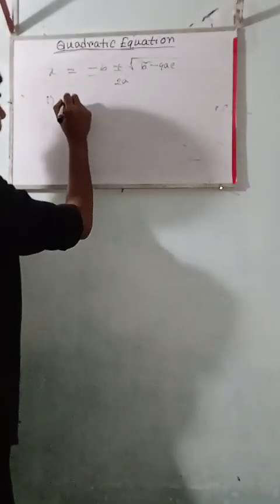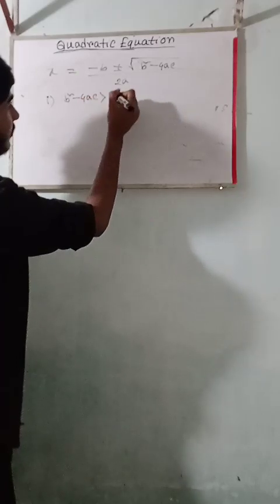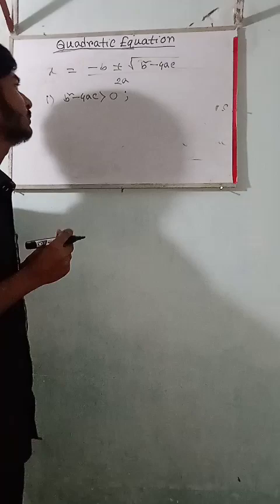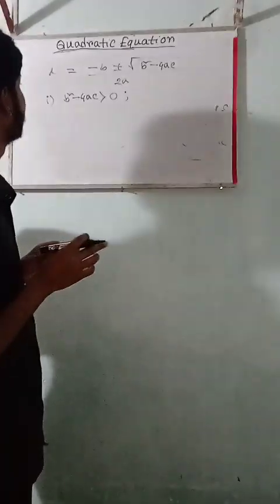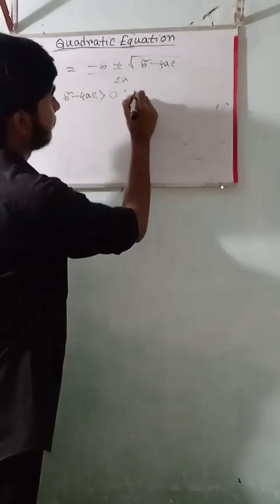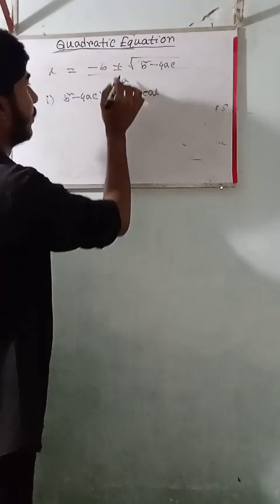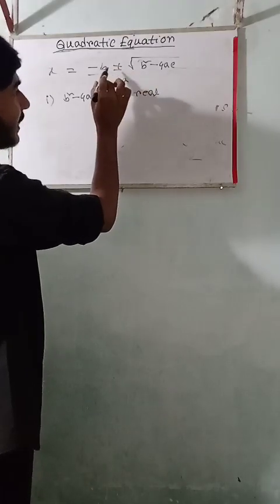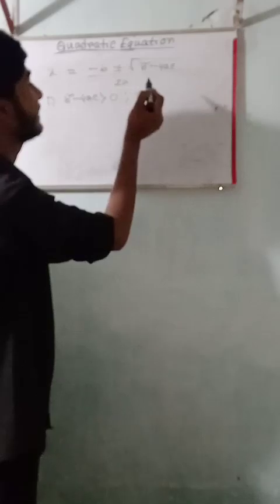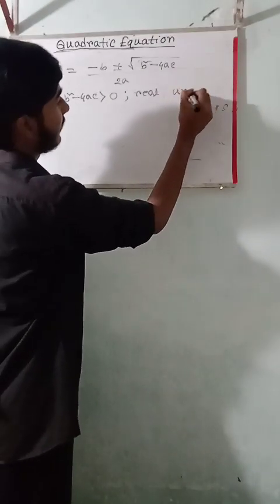If b square minus 4ac is greater than 0, then the solutions, the properties of x, will be real. And the two roots, why two roots? Because if we take plus, then we will get one root, and if we take minus here, then we will get another root. Two roots will be unequal.